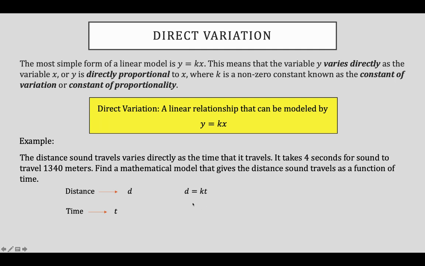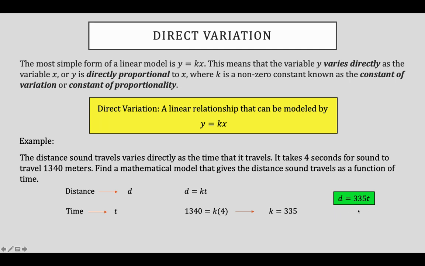So let's look at the given information. We know that when t is 4 seconds, D is 1340 meters. So we can plug in that information. Plugging in that information allows us to solve for k. To solve for k, I would divide by 4, and we get k is equal to 335. Once we have that constant k, and remember, a constant is something that is not going to change, all right? k is always going to be 335 in this equation, in this model. That means D is equal to 335t.